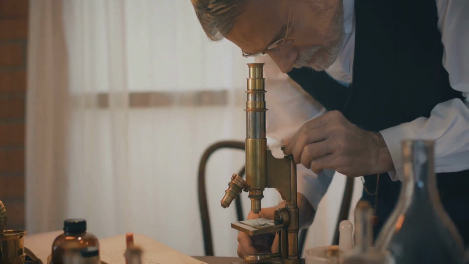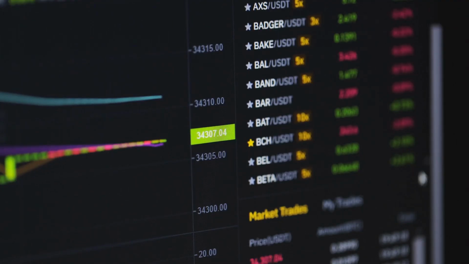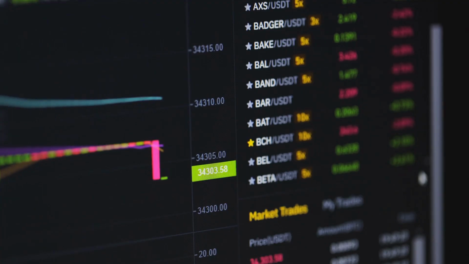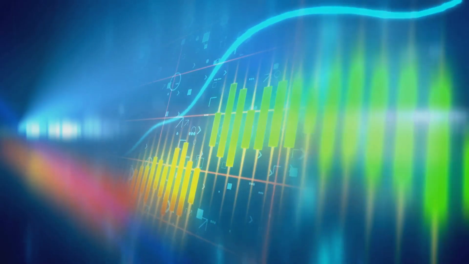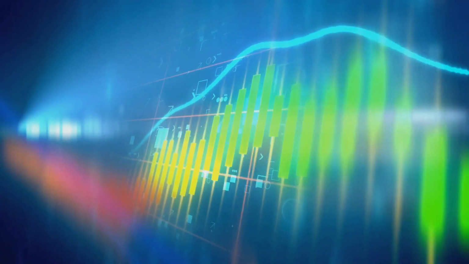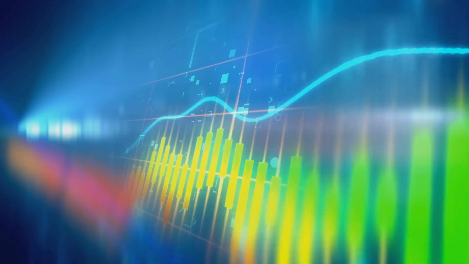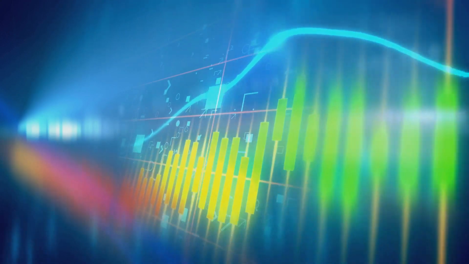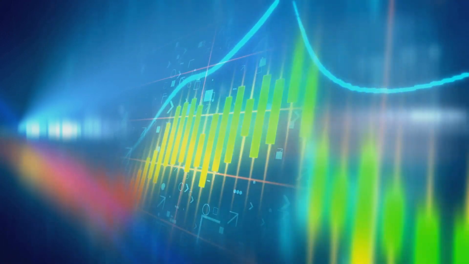Understanding candlesticks. Candlesticks may look complex, but they're incredibly simple once you know what each part means, and they reveal powerful signals at a glance. Each candle represents a single time period, like 1 hour or 1 day, and it tells you 4 things: where the price opened, the high, the low, and where it closed.